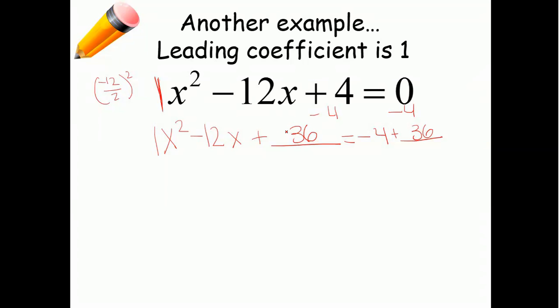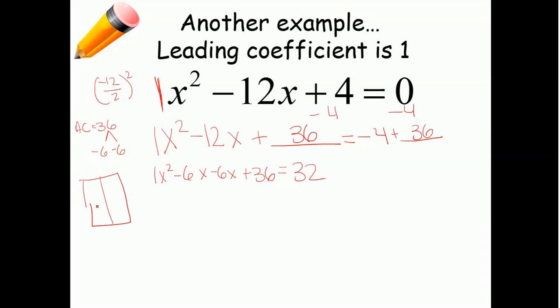So my AC, because I got a factor over here, 1 times 36, AC equals 36, and I need to make negative 12. Negative 6 and negative 6 should do it, because if I add negative 6 and negative 6, I'll get negative 12, but if I multiply, I'll get a positive. So, let's rewrite. And then negative 4 plus 36 is 32. Let's go ahead and box that over there. So I'll get x squared, negative 6x, and 36. So I'll get x minus 6, right? Well, basically that's x minus 6 squared equals 32.